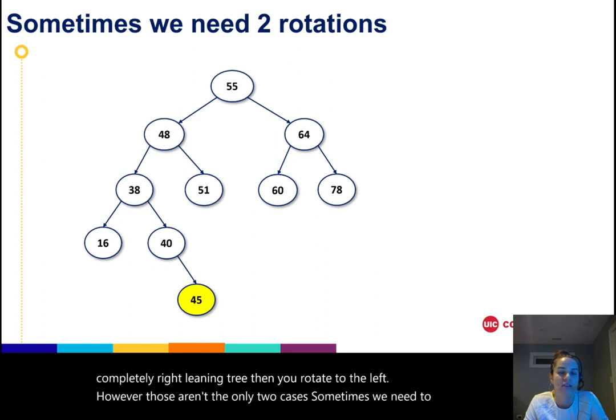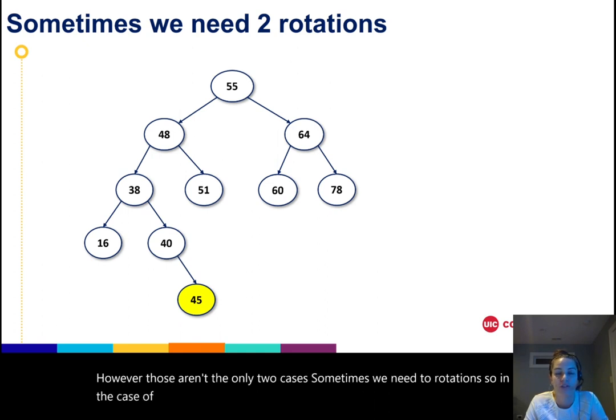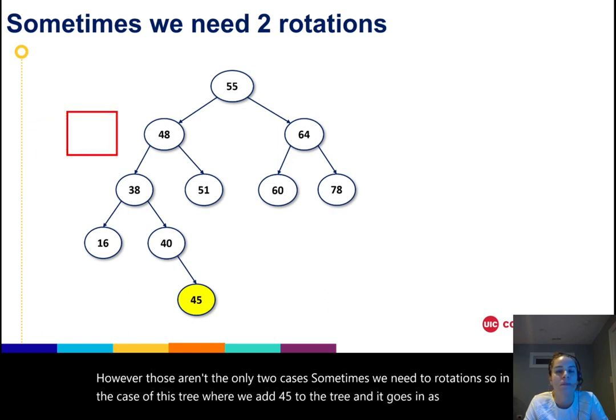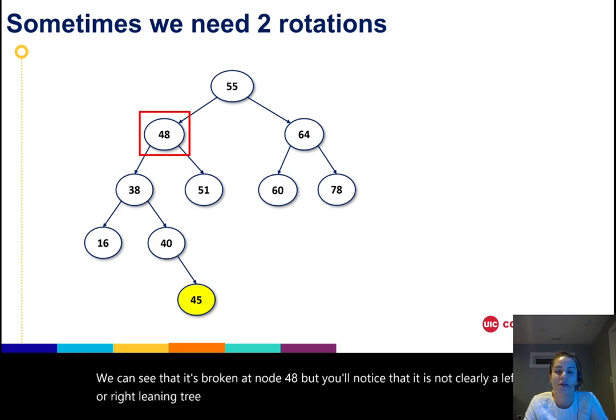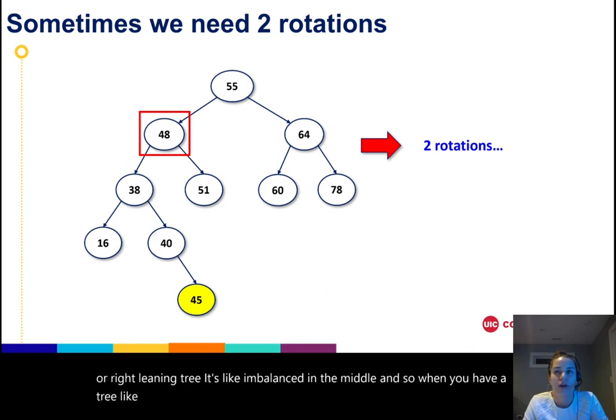In the case of this tree where we add 45 to the tree and it goes in as shown here in yellow, we can see that it's broken at node 48, but you'll notice that it is not clearly a left or right leaning tree. It's imbalanced in the middle. And so when you have a tree like this, it requires you to do two rotations.